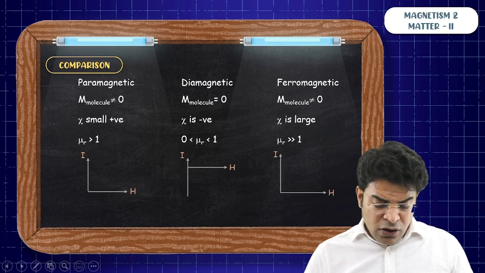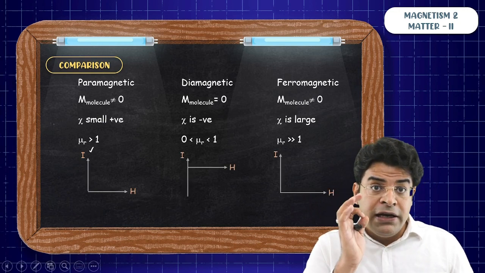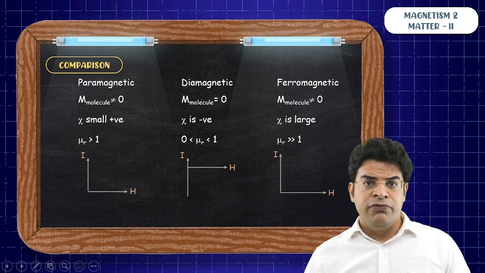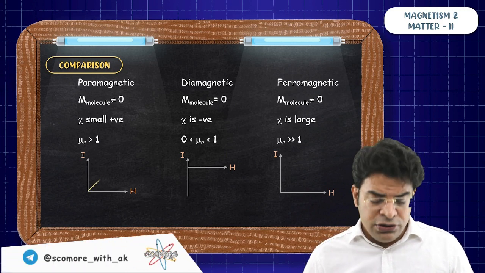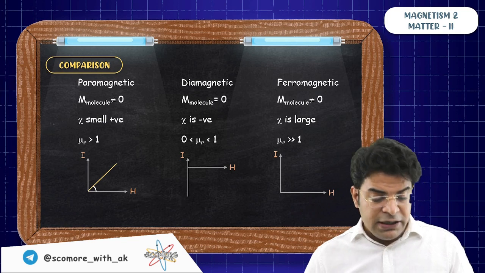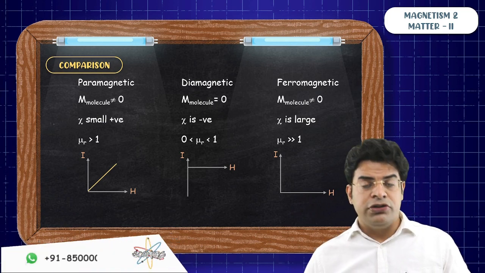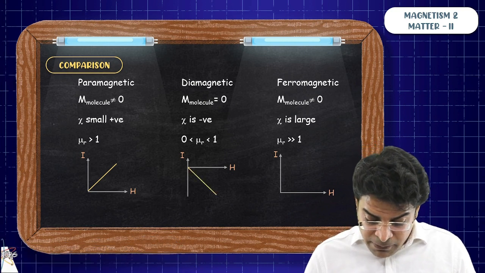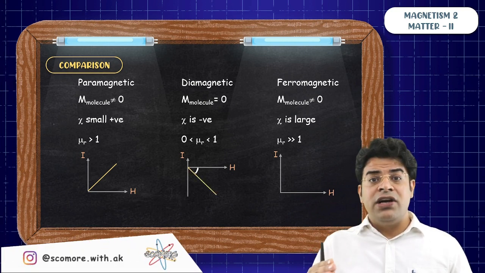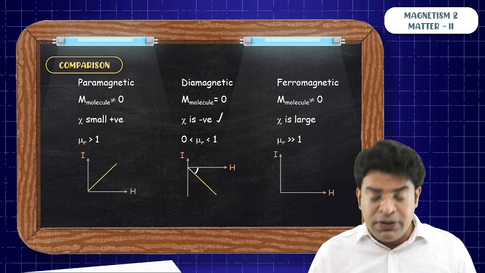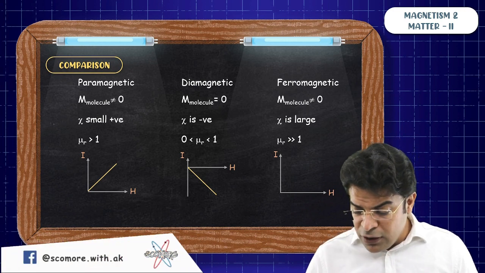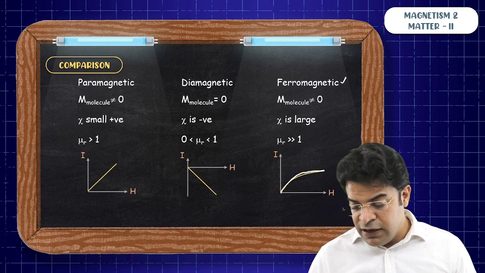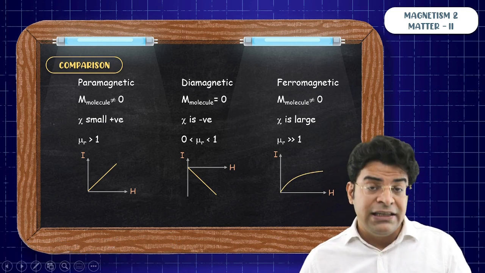Now let's talk about the intensity of magnetization versus the magnetizing field intensity graph. For paramagnetic substance, you get a straight line, the susceptibility is constant and the susceptibility is positive. For diamagnetic substance, you get again a straight line, but you can see that the slope of this straight line is negative because the susceptibility is negative. And for ferromagnetic substances, the susceptibility keeps on changing with the value of magnetizing field intensity as the slope keeps on changing.